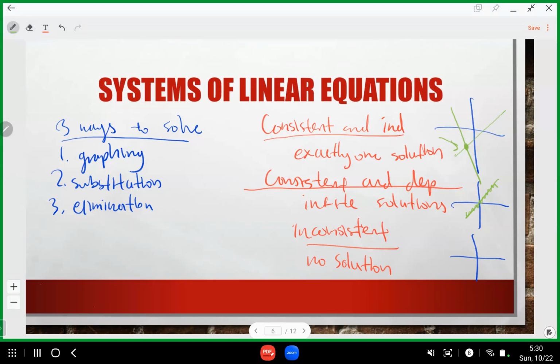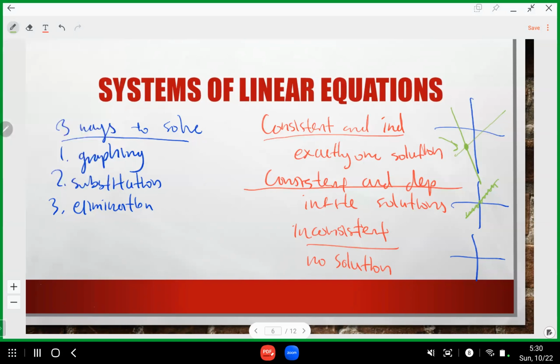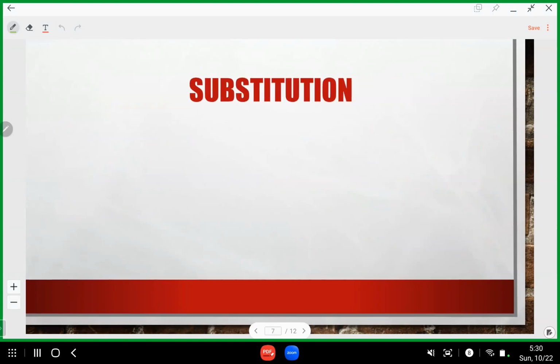What is inconsistent? Inconsistent is basically when you see these two lines, they are parallel. They have the same slope, but they have different intercepts. So they actually never intersect. And when you have no intersections, you have no solutions, right? Okay. So that is basically systems of equations.